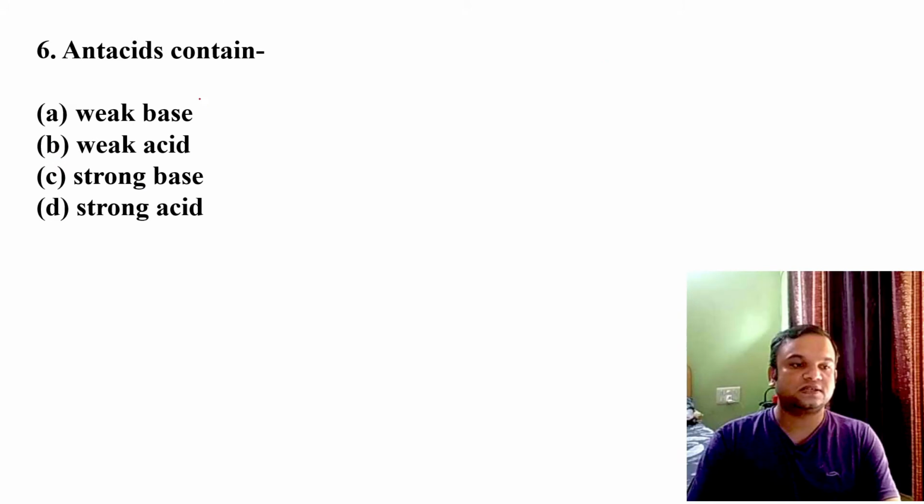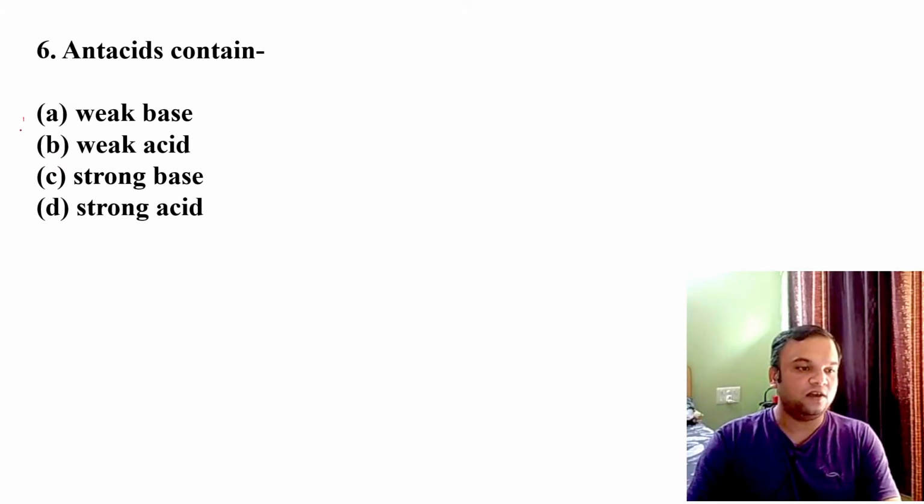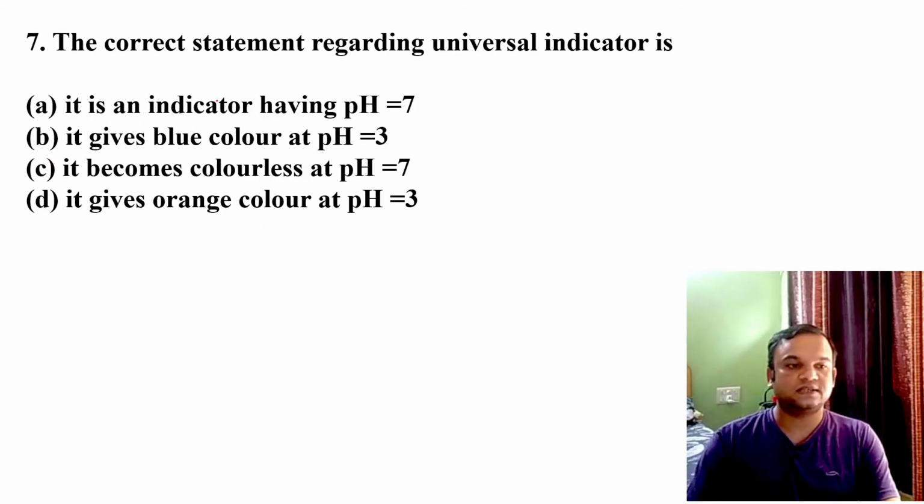Next question says, antacids contain weak base. The next question says, the correct statement regarding universal indicator is, universal indicator has the property of giving different colors at different pH solutions, and that is why option D will be the correct answer, where at pH 3 the universal indicator shows orange color.